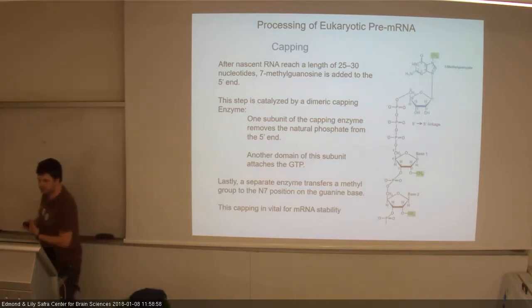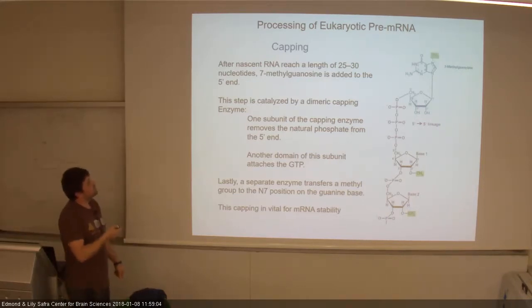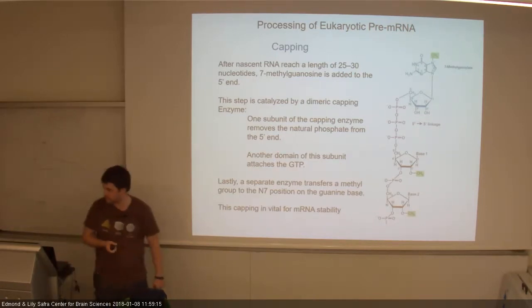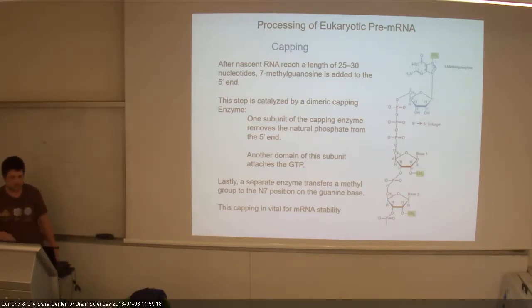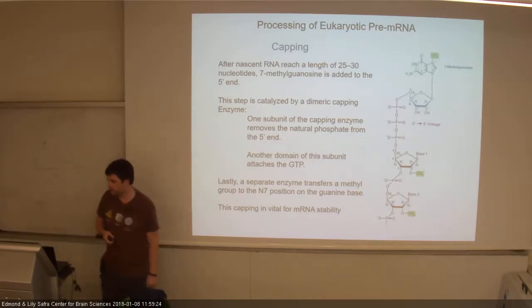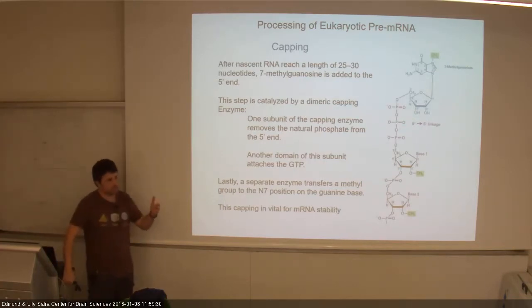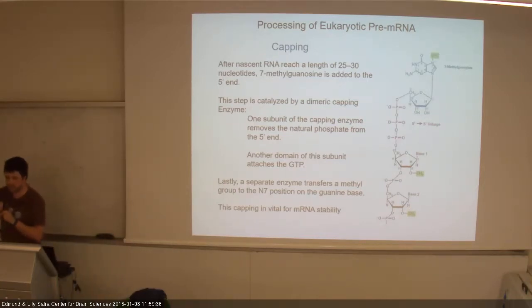The first thing that happens to an mRNA, even while it's being transcribed, after the RNA polymerase starts transcribing the mRNA from the DNA, is that when the RNA reaches about 25 to 30 nucleotides in length, a special 7-methylguanosine is added to the 5' end of the molecule. Again, remember that when RNA polymerase transcribes the DNA to RNA, the first part that comes out is the 5' end.